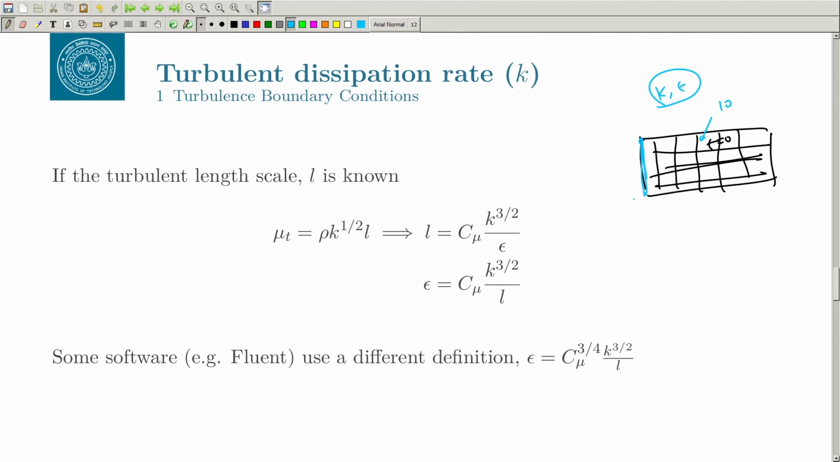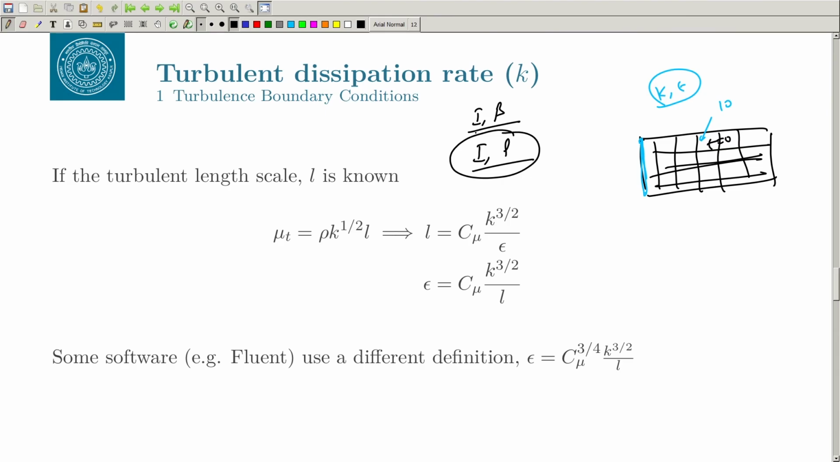So, you calculate the value of k and epsilon, multiply by 10, and give it in your domain, and do the initialization. Okay. Now, if the length scale is known, that was the second thing I was saying: let us say in your code you have the intensity and the length scale. Earlier we saw intensity and the viscosity ratio. Now, if you have intensity and the length scale, how do you do that?